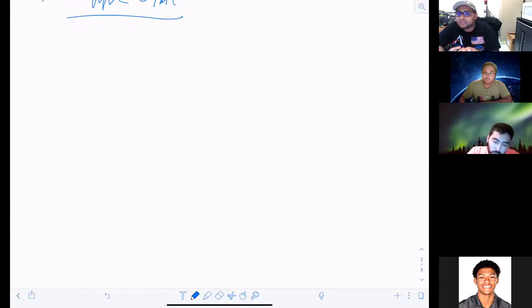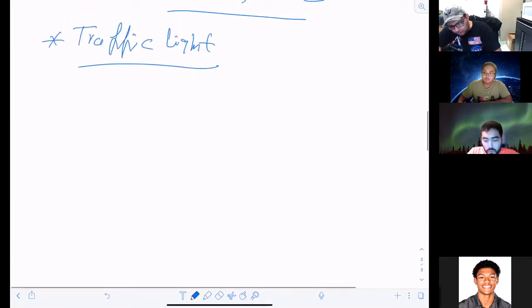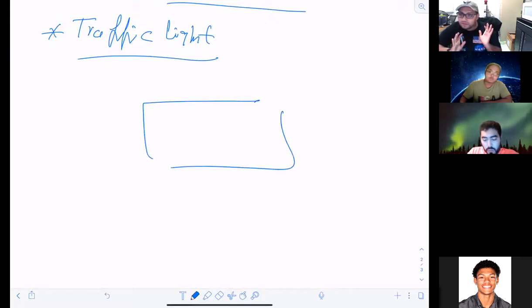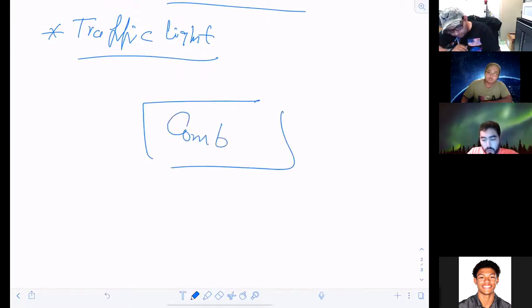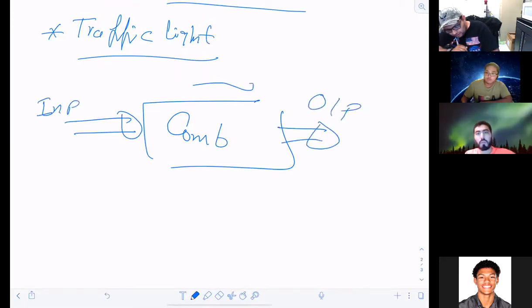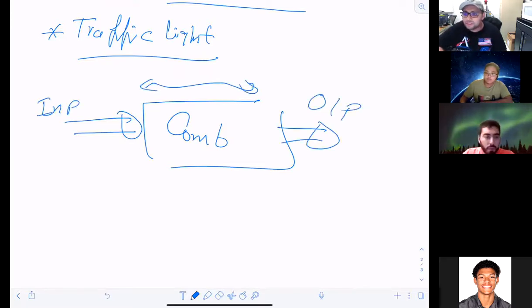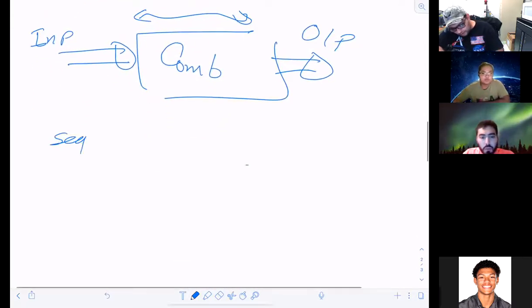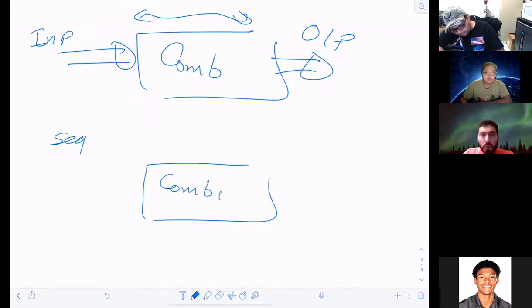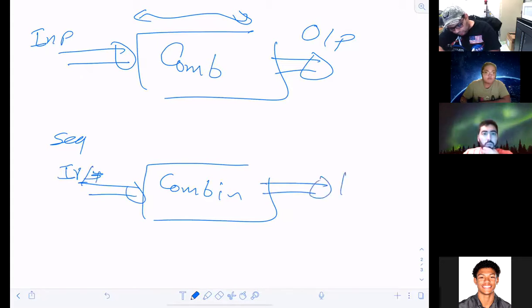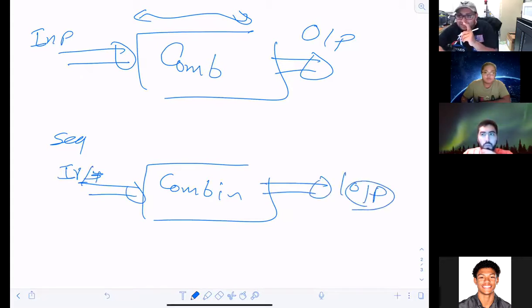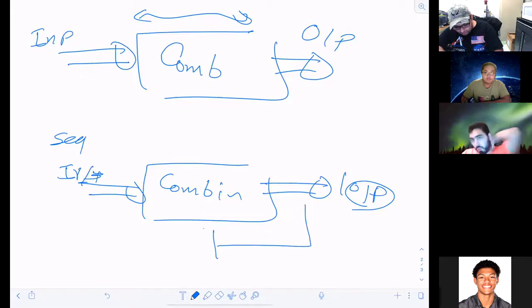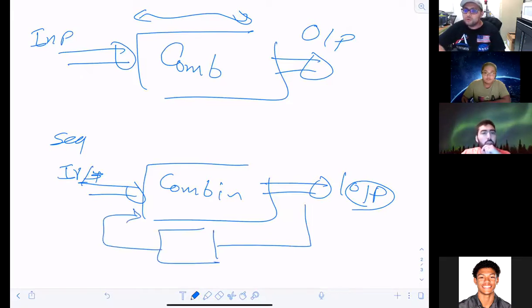Sequential circuit, you can consider it as a combinational circuit. In the combinational circuit, we push input and we receive output after a certain amount of time of the critical path, which is the longest path, right? But sequential, it's also a combinational circuit, pushing input and output with what? With feedback control. What does it mean?